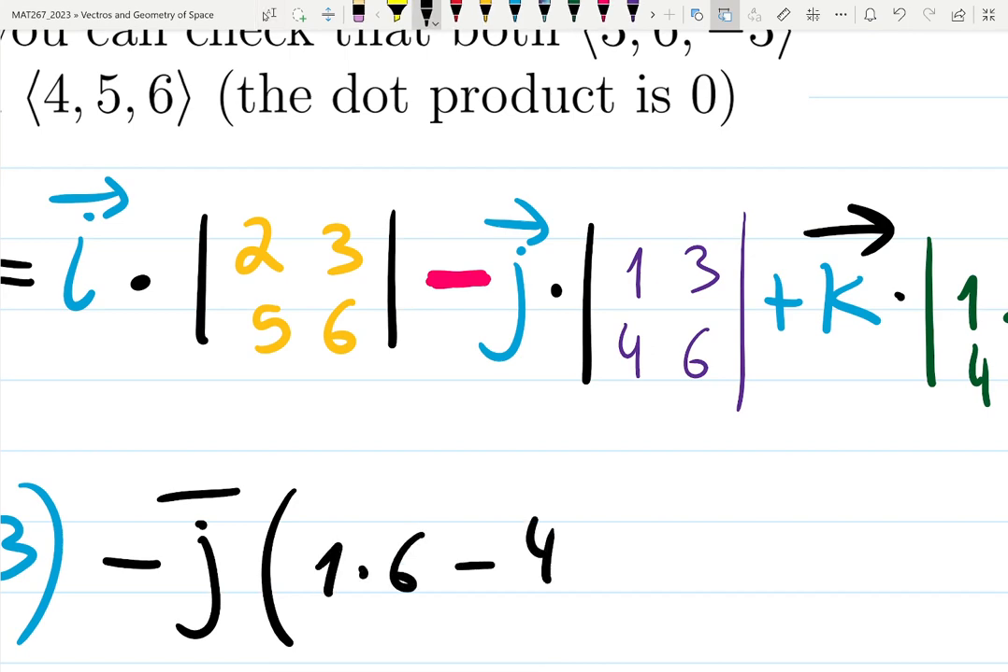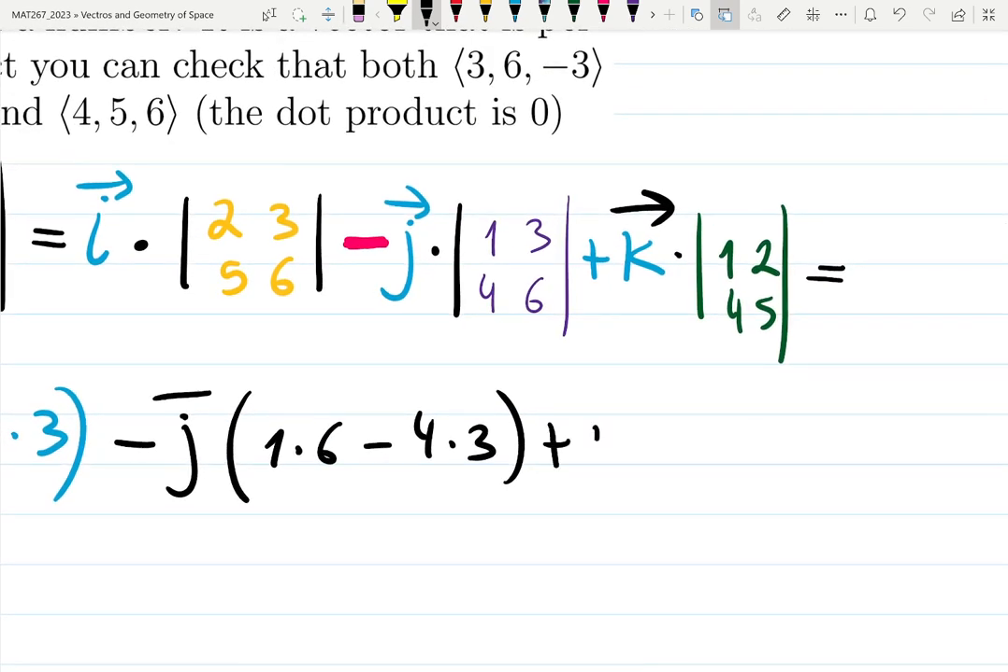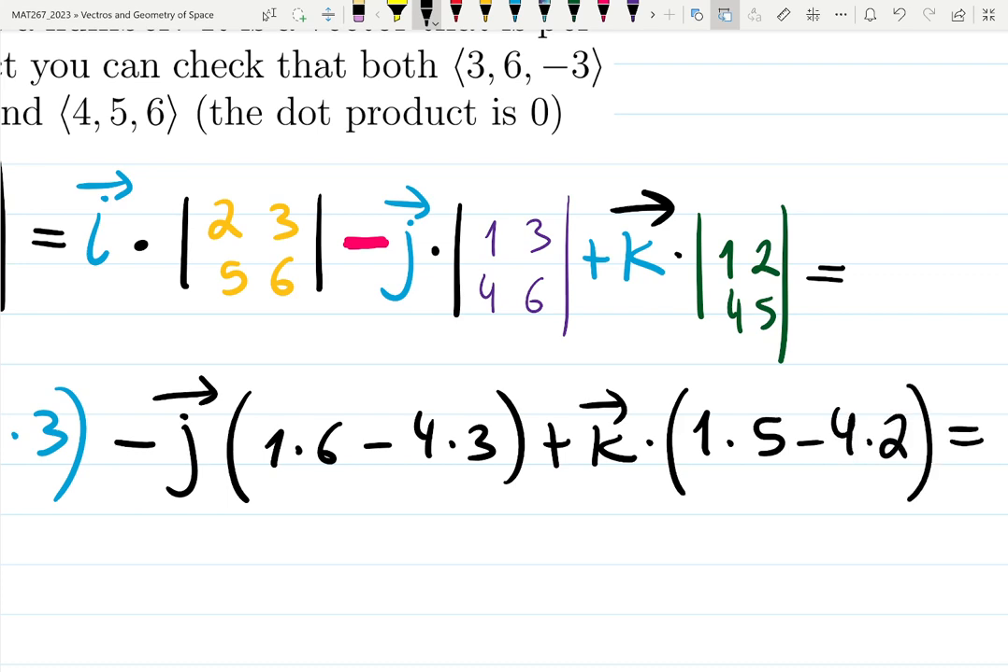1 times 6 minus 4 times 3. Agree, disagree? People? Yeah, good job. Cross product with minus plus k times 1 times 5 minus 4 times 2. Calculate that and you have the answer.